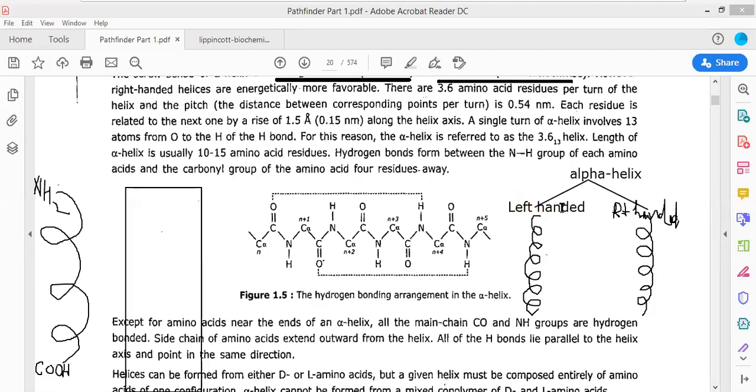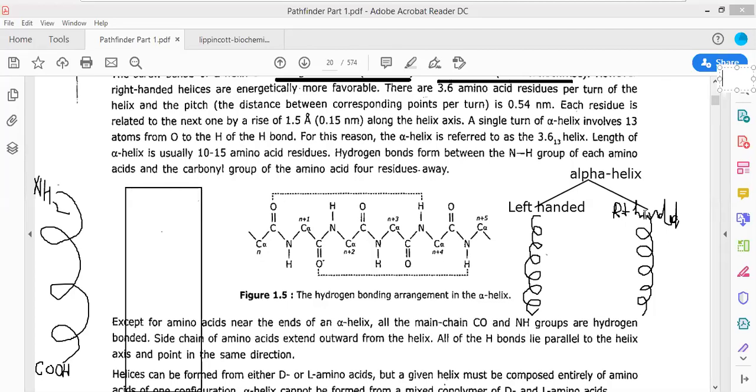So there you find the left-handed and the right-handed alpha helix, which is much more stable. Right-handed alpha helix is said to be much more stable as compared to the left-handed alpha helix, because right-handed alpha helix will have much more region occupancy in the case of the Ramachandran plot. In the case of the Ramachandran plot, right-handed alpha helix will be much more occupied as compared to the left-handed alpha helix. Now I'm just clearing all the drawing.